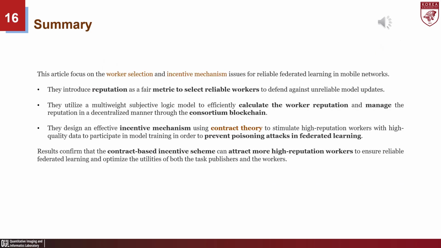In summary, this article focuses on the worker selection and incentive mechanism issue for reliable federated learning in mobile networks. Firstly, they introduce reputation as a fair metric to select reliable workers to defend against unreliable model updates. Secondly, they utilize a multi-weight subjective logic model to efficiently calculate the worker reputation and manage the reputation in a decentralized manner through the consortium blockchain. Third, they design an effective incentive mechanism using contract theory to stimulate high reputation workers with high quality data to participate in model training in order to prevent poisoning attacks in federated learning. The results confirm that the contract-based incentive scheme can attract more high reputation workers to ensure reliable federated learning and optimize the utilities of the task publishers and the workers.